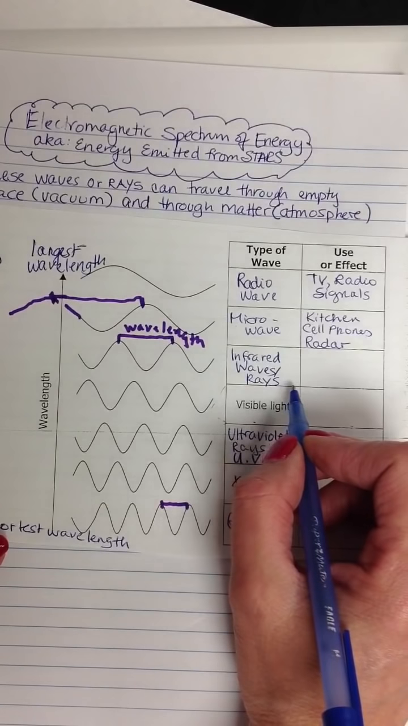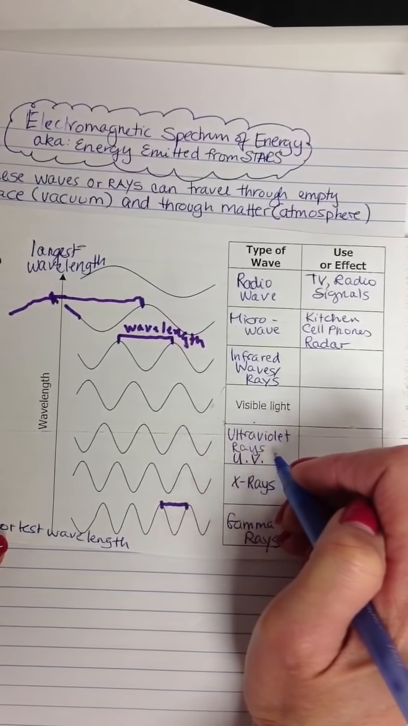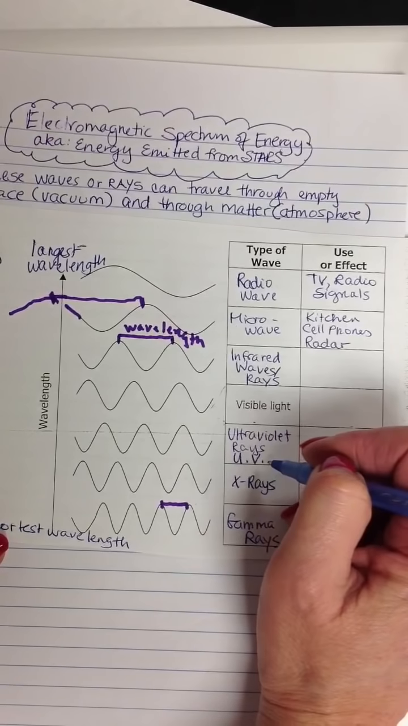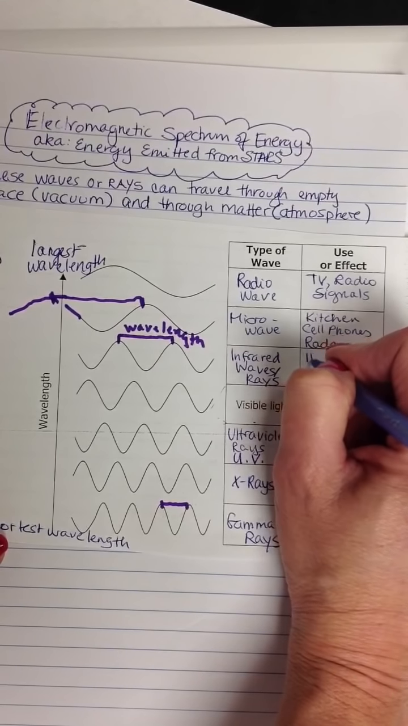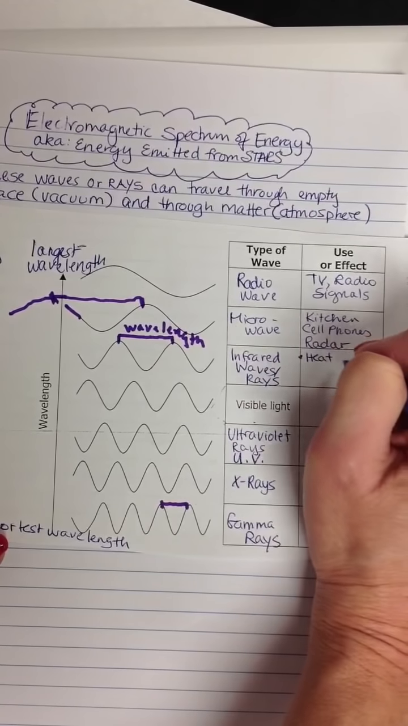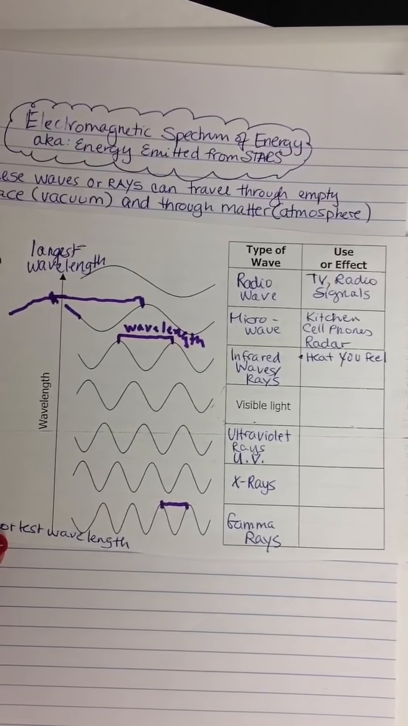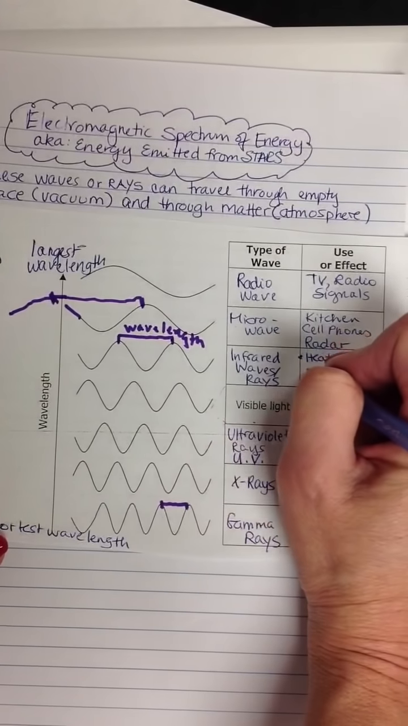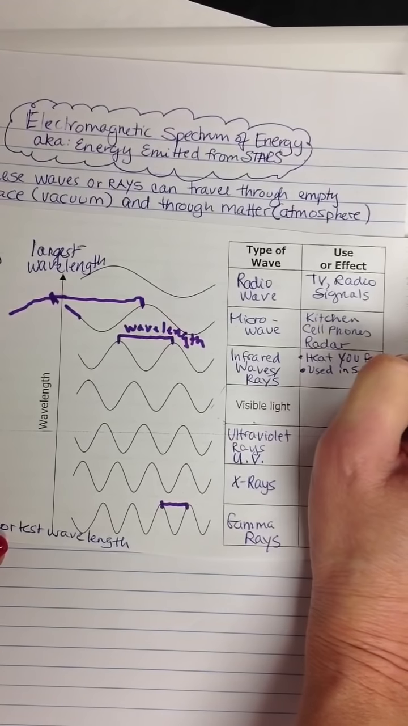Infrared waves, visible light, and UV are some of the forms of energy that you are familiar with, even though you didn't know it belonged to the electromagnetic spectrum. Infrared waves are the heat you feel when you go outside and the sun's shining. Infrared waves are also used for things like finding nebulas, birthplaces of stars, and stars themselves. So they're used in space technology.